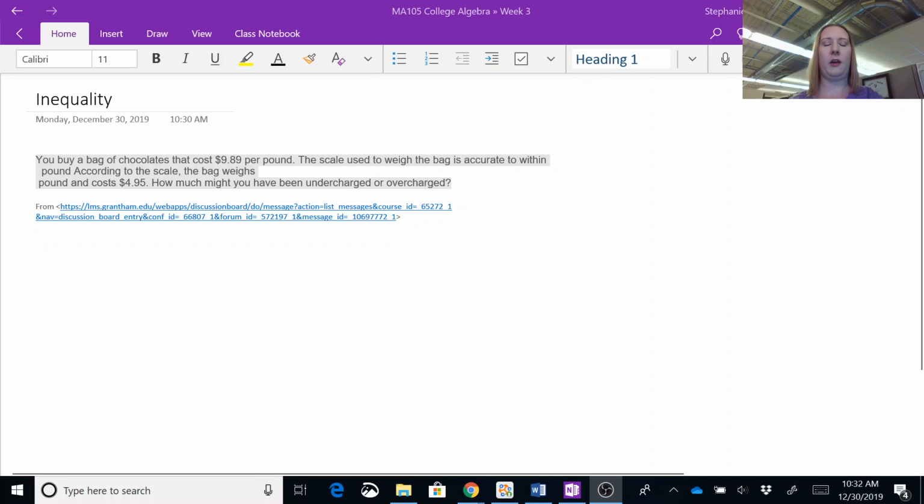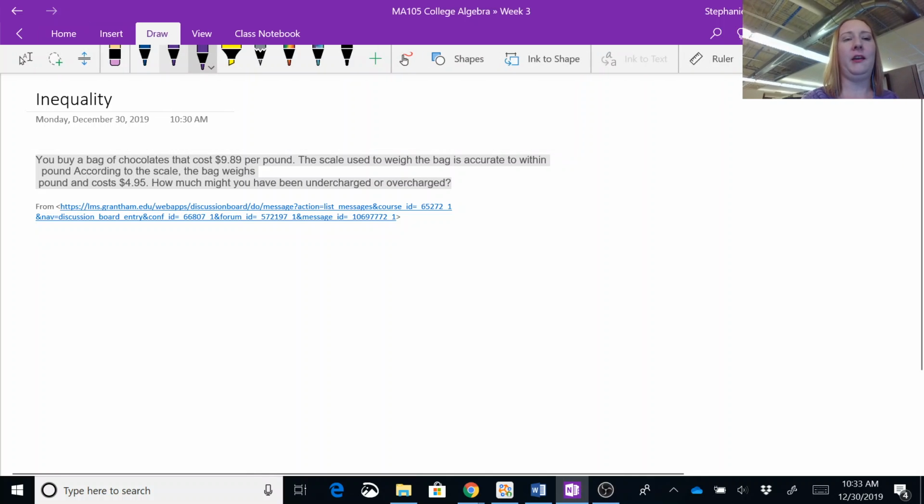All right, so I got this question from section 1.7, example 7, and how to translate this word problem into something you can solve. So you buy a bag of chocolates that costs $9.89 per pound.